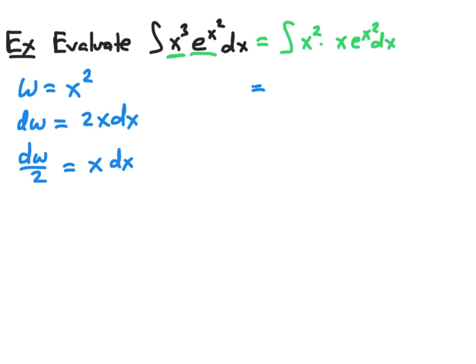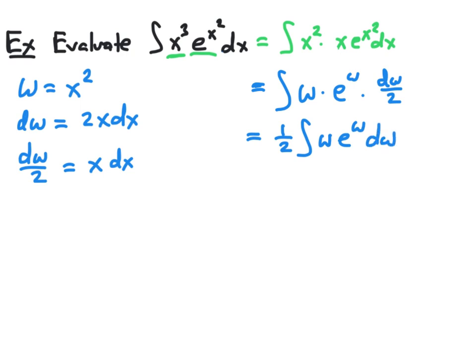At this point, I can substitute everything into our integral. And notice we have, in this case, the integral of x squared, which we know is w. Even though that wasn't the x squared we used for our substitution, it is equivalent to w, so we can replace it with w. And then the rest of it is our standard substitution. We have e to the x squared, which is e to the w, and we have x dx, which is dw over 2. And so with a little bit of cleaning up, we see that we have 1/2 of the integral of w times e to the w dw.